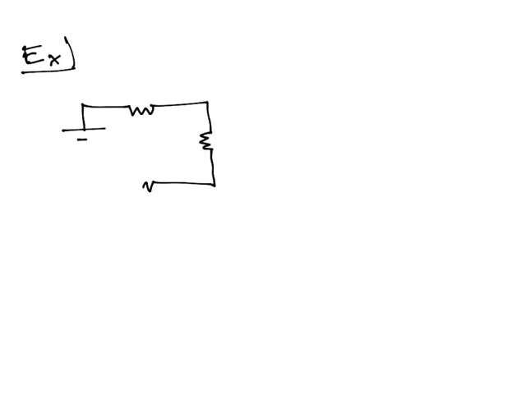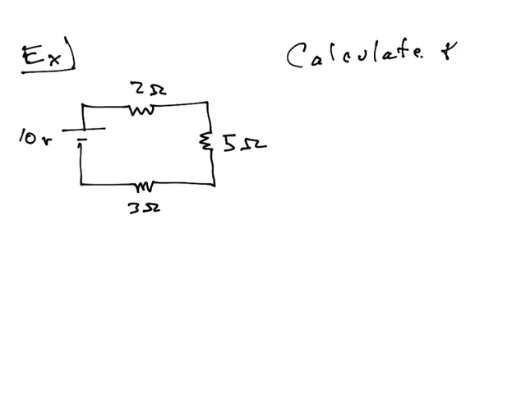So with this, we should be able to do a few examples. Here's an example. Let's say we have a circuit. All right, so here's a circuit. This circuit has a single voltage source whose voltage is 10 volts, and there are 3 resistors. The question is, calculate the total current.